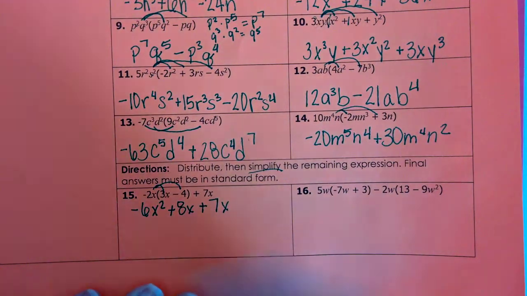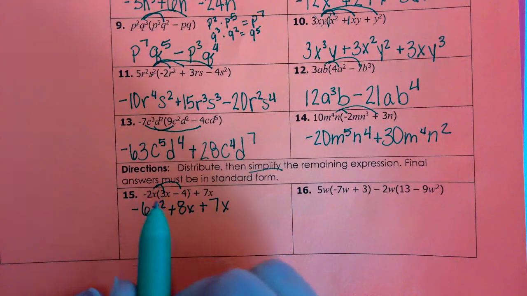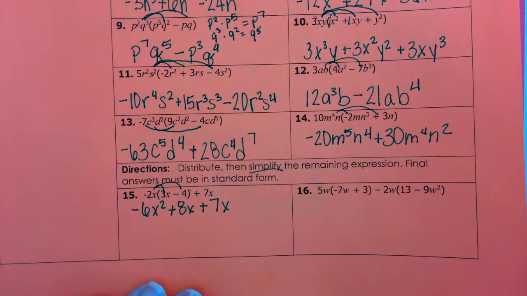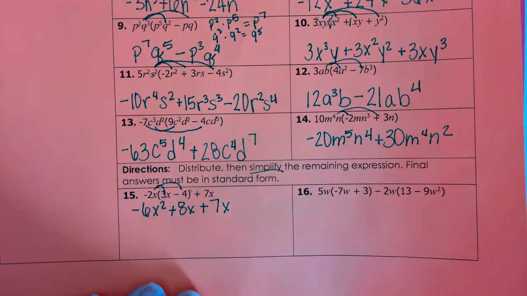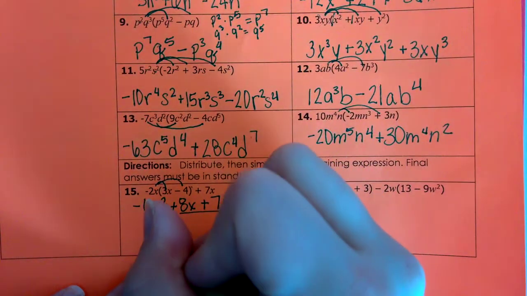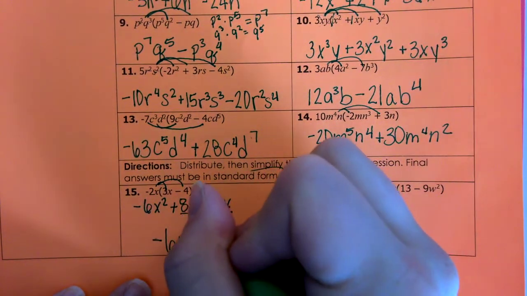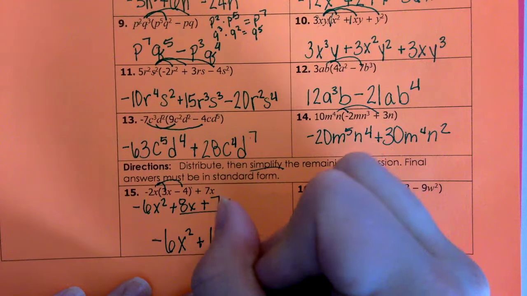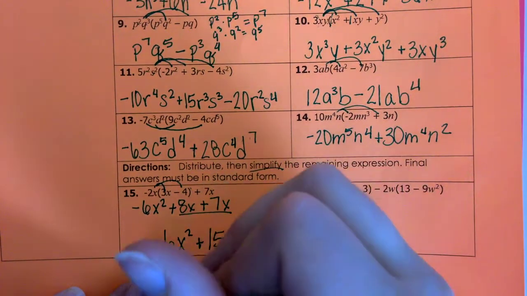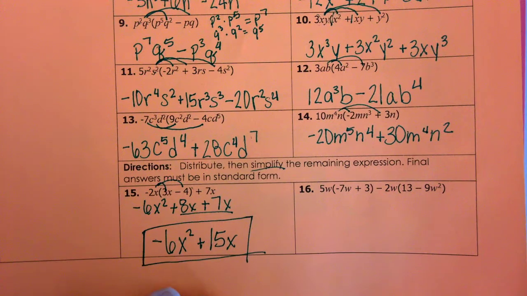Now that I multiplied, all I did was bring that 7x down because it wasn't in my parentheses. Remember with our monkey arms, we only multiply the stuff that is in those parentheses. Now I'm going to combine those like terms because I need to make sure it's in standard form and as simplified as possible. I'm going to get negative 6x squared plus 15x, and that would be my final answer.